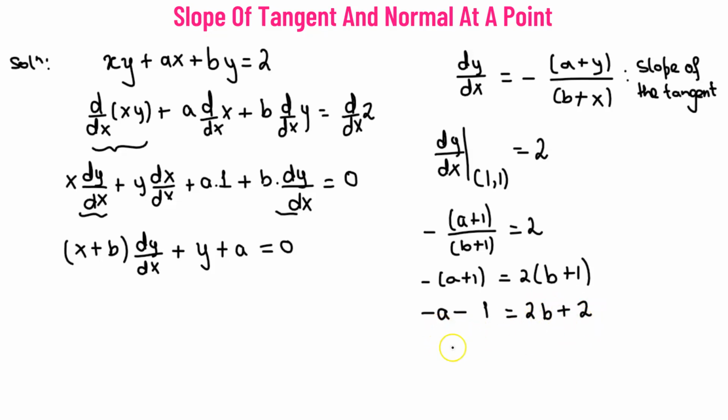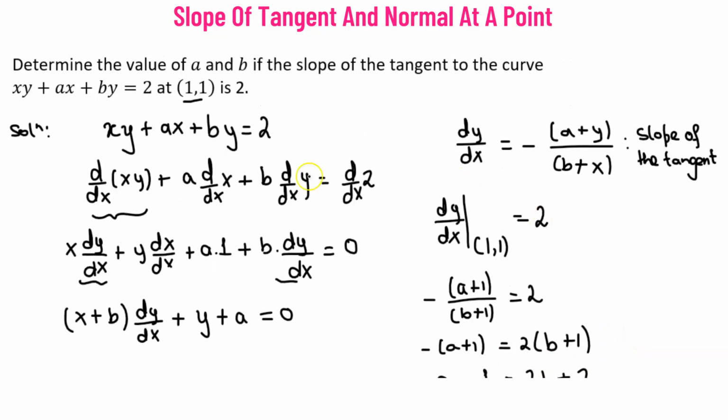So we will take negative a to the right hand side. So we have a + 2b, which will be equal to, we'll bring this 2 to the left hand side and rearranging the terms, negative 3. So this is one equation: a + 2b = -3. Let's label this as equation number 1.